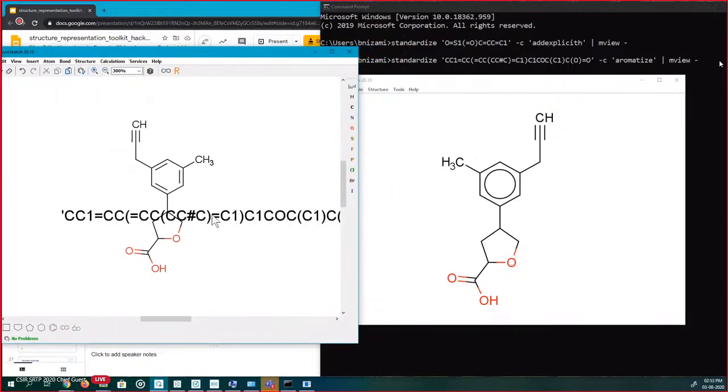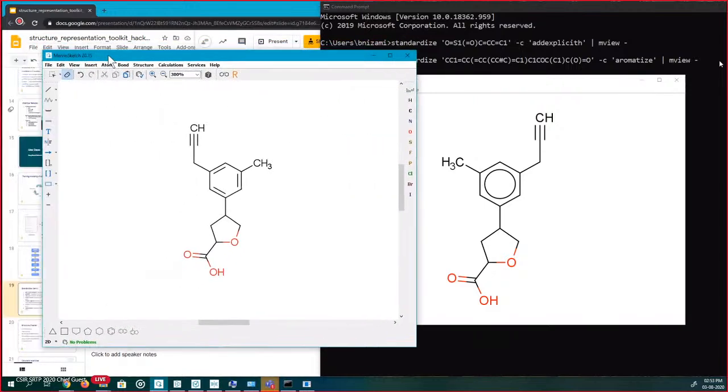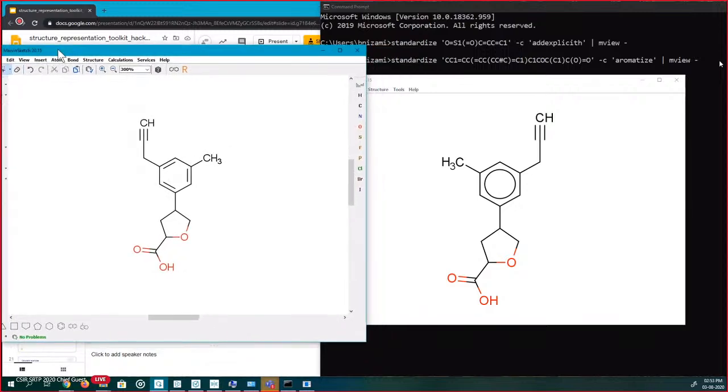So you see with the standardizer, I have asked the tool to aromatize this part, so it identified this benzene ring is the aromatic one, and it converts it to the aromatic representation from the calculator aromatic representation. You can of course go back to the previous version also. You can do the back and forth also.